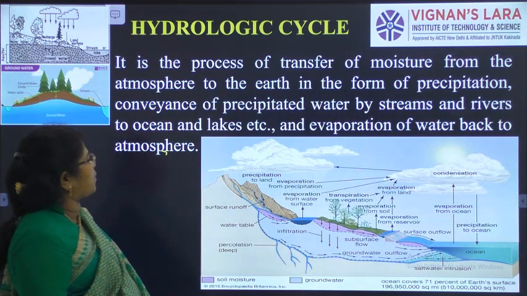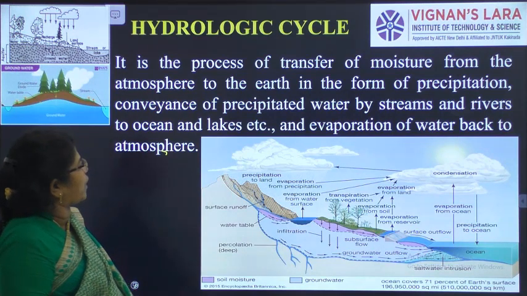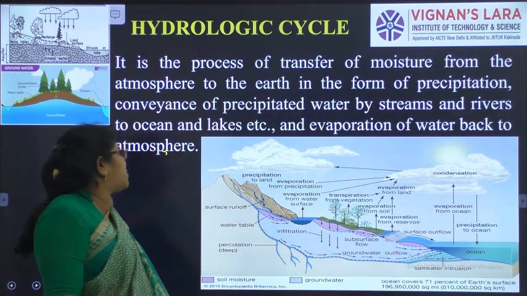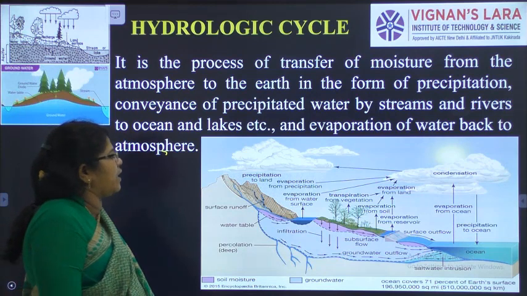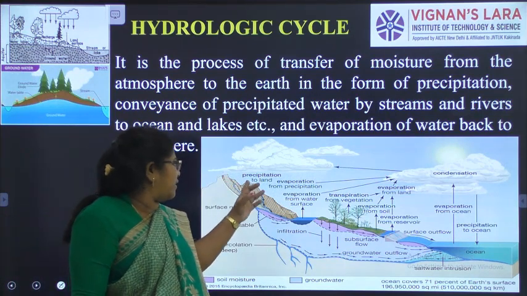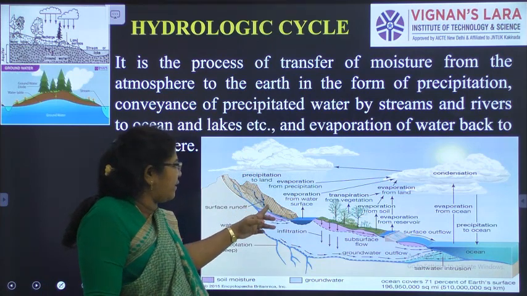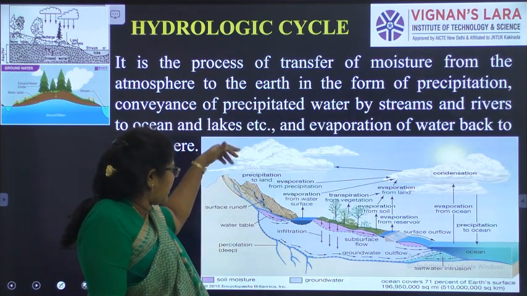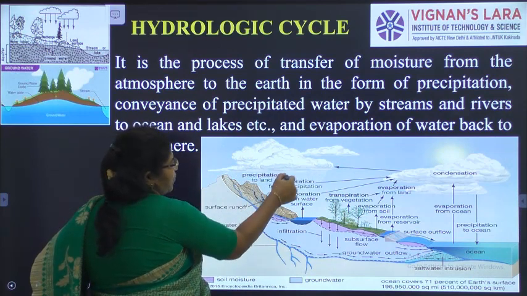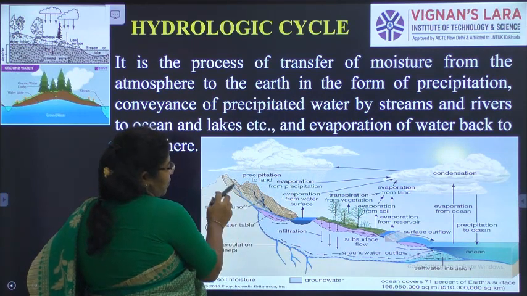So there is the transfer of moisture from the atmosphere to the earth in the formation of precipitation, conveyance of water by streams, rivers, oceans and lakes, and evaporation of water back to the atmosphere. You can see here the precipitation to the land. This is the rainwater here. You can see the white clouds from the town. Rainwater is there from the mountain.